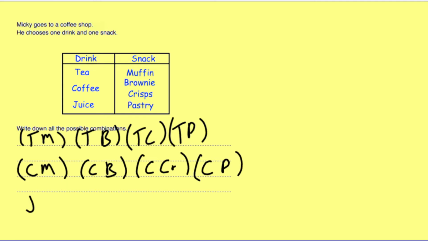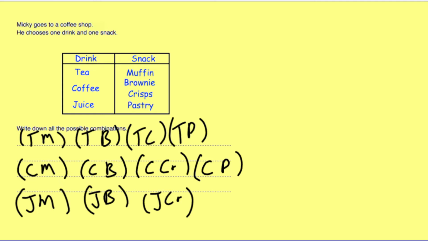Or we can have juice, muffin, juice, brownie, juice, crisps, and juice, pastry. Okay, that's it.